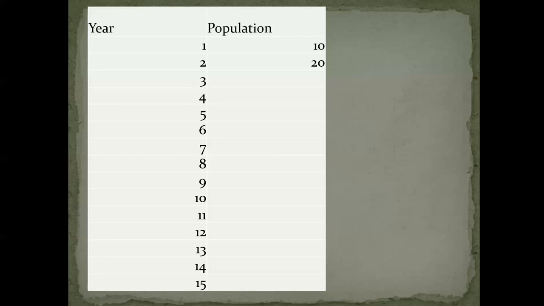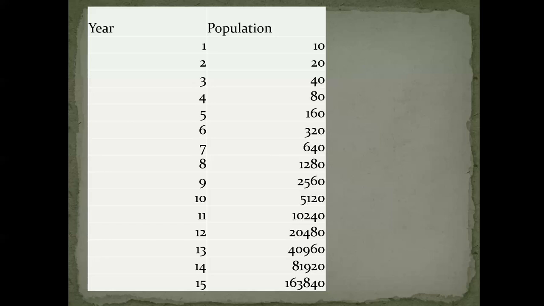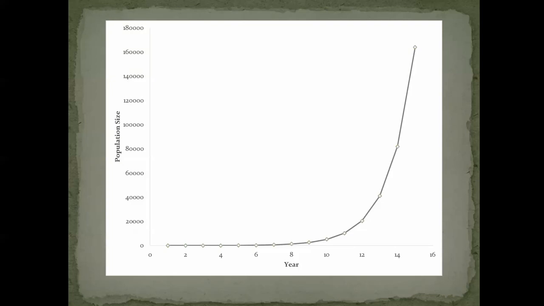So to figure this out for year 3, we start off with a population of 20 in year 2. So you take 20 times 1 plus 20, and you get 40. And then you take 40 times 1 plus 40, etc. And you can see that over time, the population grows and grows, basically doubling every year. And if you graph this, you get an exponential growth curve.